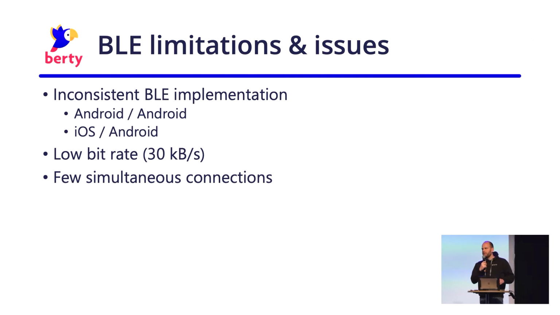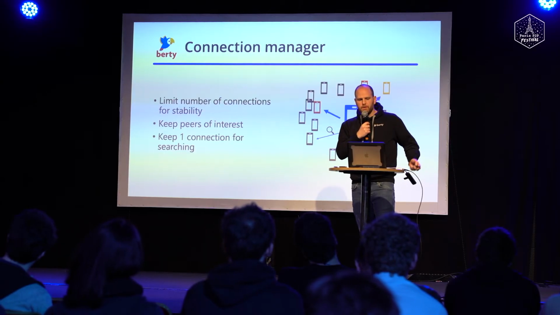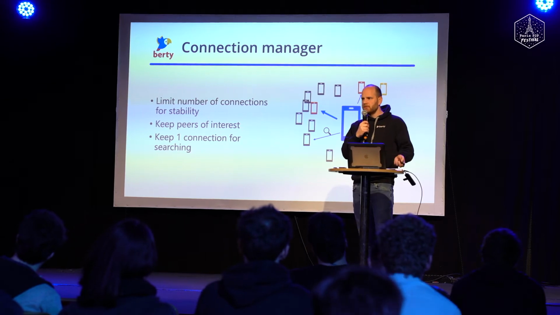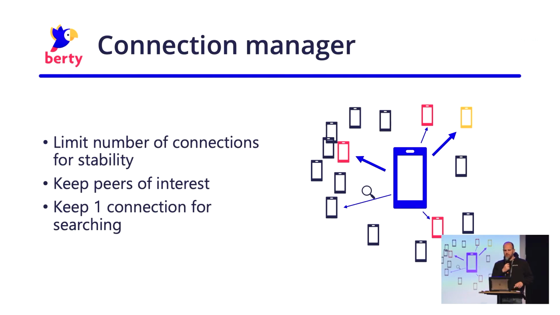For example, you are with some friends in a crowd and you want to speak with them, but your phone will try to connect with other unknown devices, so you cannot chat with your friends, and it's a problem. So we thought to implement a connection manager that will limit the maximum connections to keep stability with existing connections and keep a connection with your friends, so here, peer of interest, because you have the same group of conversation with these devices. And the connection manager needs to keep a connection for searching around you for new devices, because maybe they are your friends.